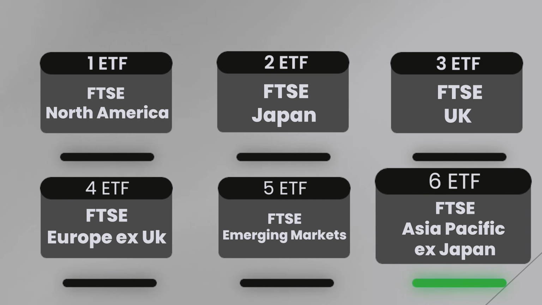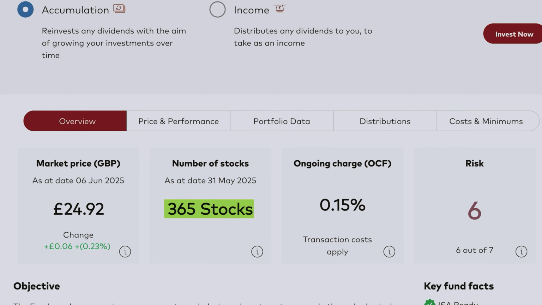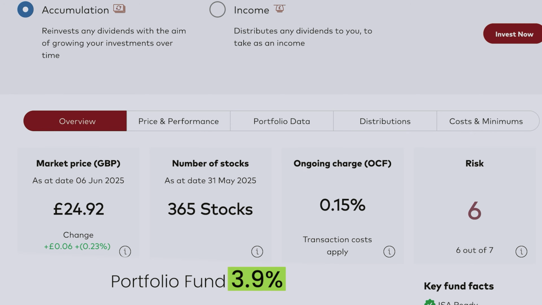And the sixth and final ETF in our portfolio is making up the rest of Asia. This is the FTSE Developed Asia Pacific excluding Japan UCITS ETF. This fund is currently investing in 365 holdings and has an ongoing charge of 0.15%. The weighting for this fund is going to be 3.9% of the portfolio.